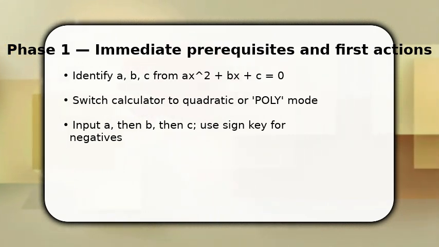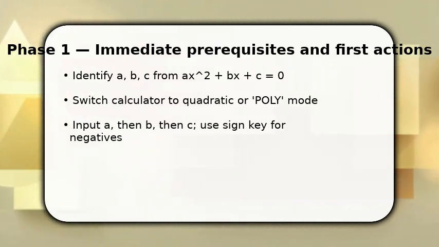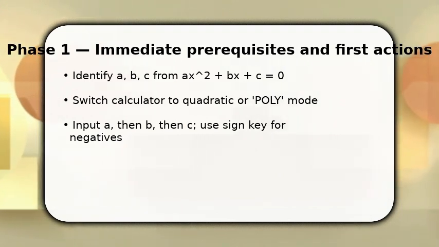Then enter b. This shifts the axis, so accuracy matters. Finally, enter c. That is the constant, moving the graph vertically. While entering numbers, make sure the sign key is used for negative values. This avoids reversed results and saves time later.